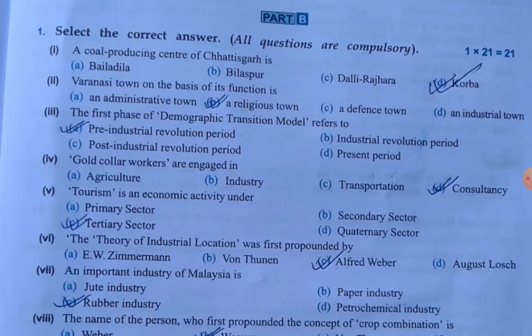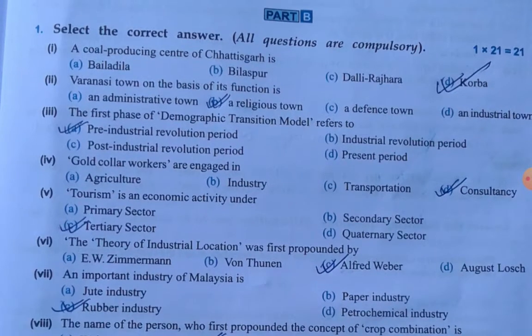For 2021. Okay, so number 1 question, select the correct answer. All questions are compulsory. 21 into 1, that is 21 marks. If you do the objective correctly, you get 21 out of 21. So number 1 I'll read out.